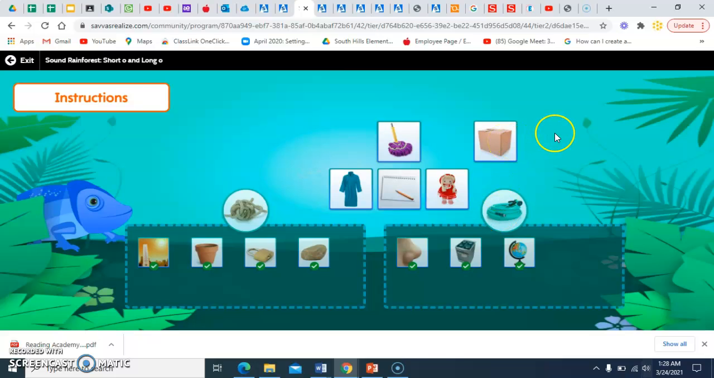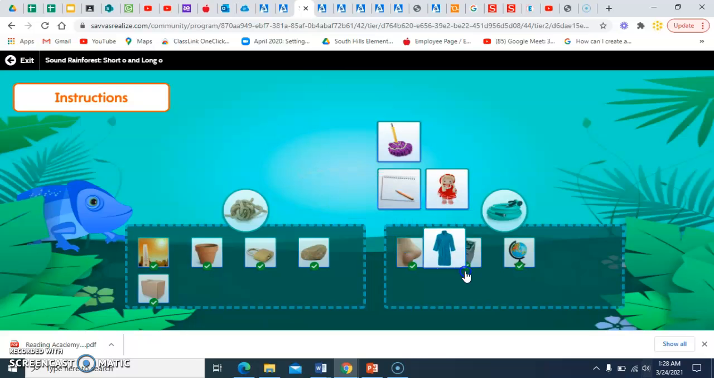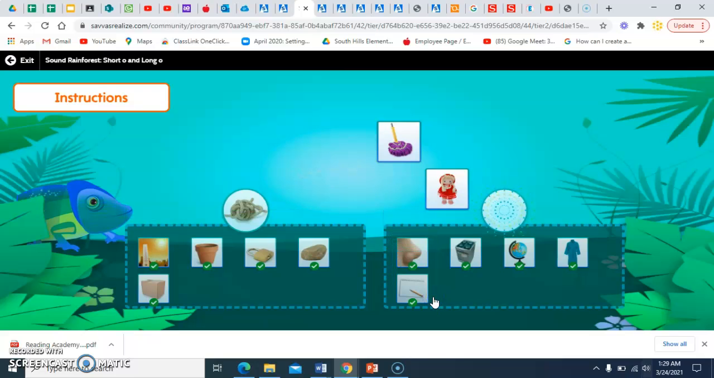Okay, next one, box. Where does box go? Okay, box has the ah sound. Next one, robe. Robe, and it has the O sound. And this one, note. And then hopefully you can see the letters, and if you see that sneaky E, it makes the O sound, just like hose. So we need to drag that there.